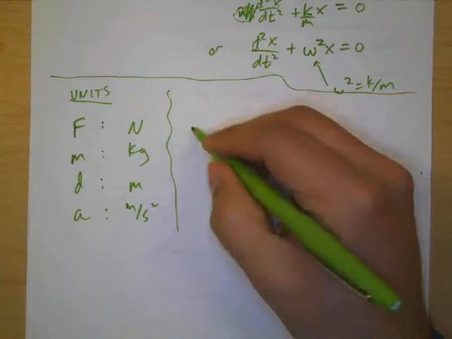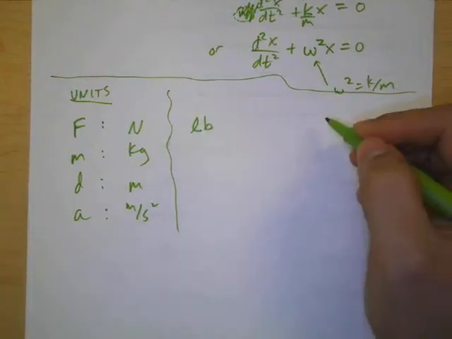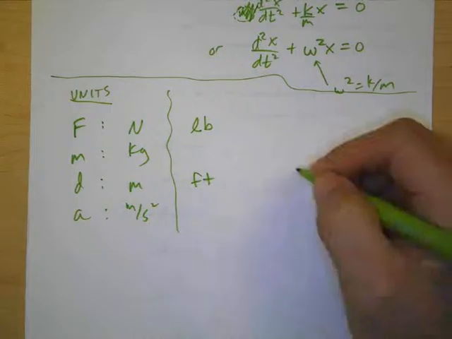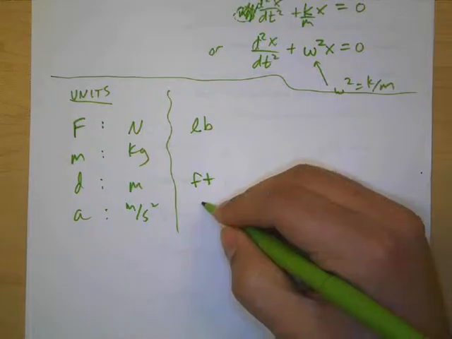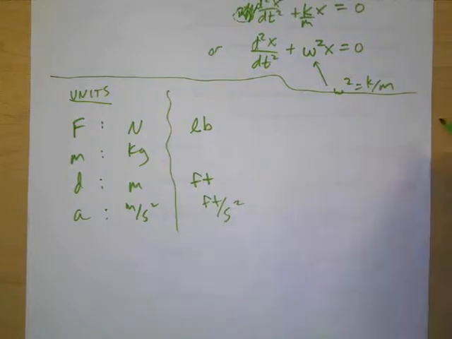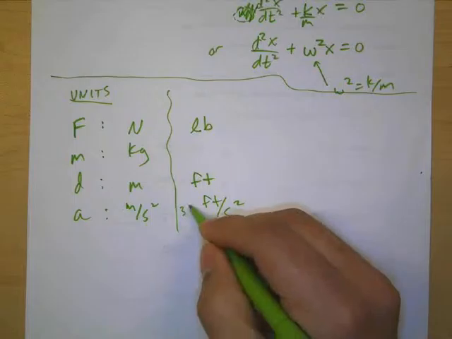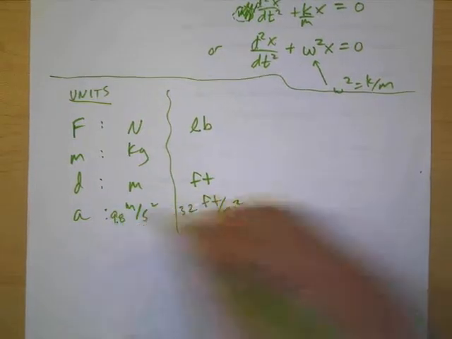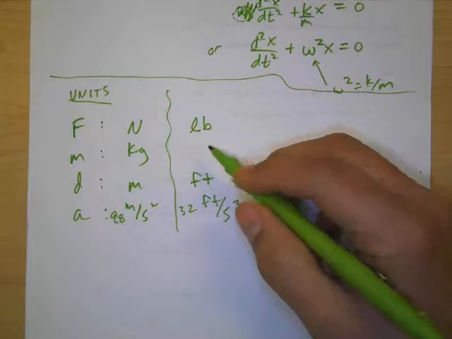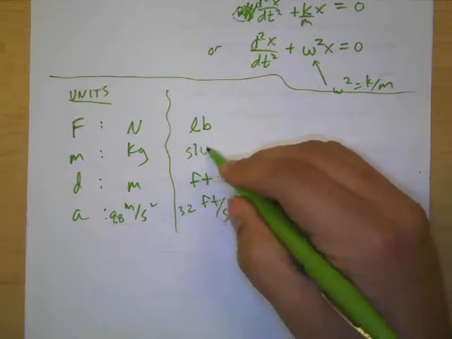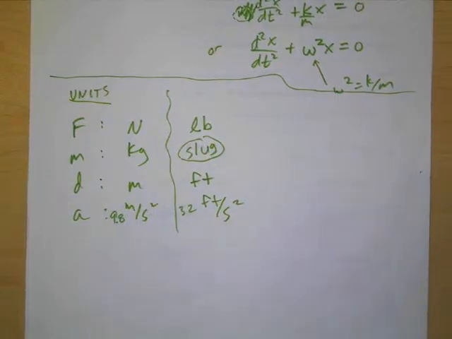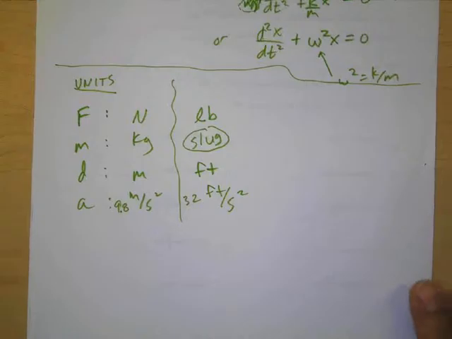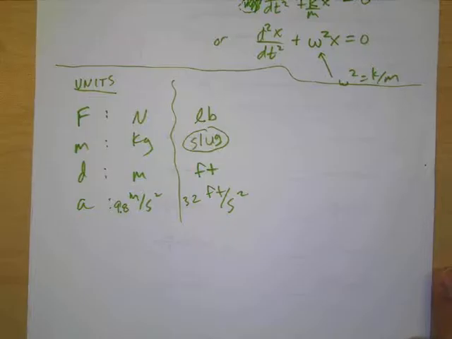Well, for force, we use pounds. Distance would be in feet. Acceleration would then be feet per second squared. And in case you forgot, g is 32. Here it's 9.8, right? And then the unit of mass is a slug. What? That's just what it's called. So it's just gonna be in the imperial system, not in the metric system. They occasionally bring in metric, but usually it's in this format.